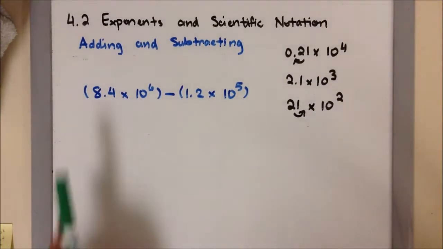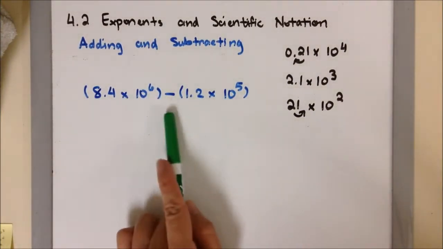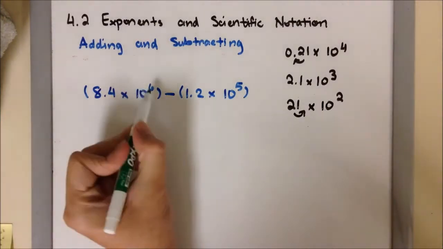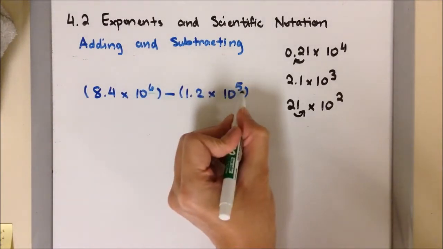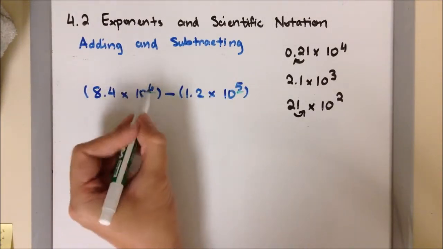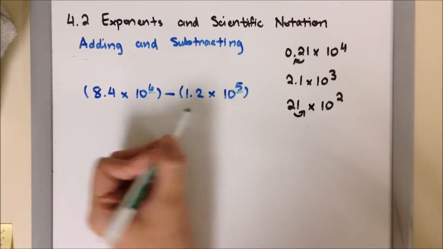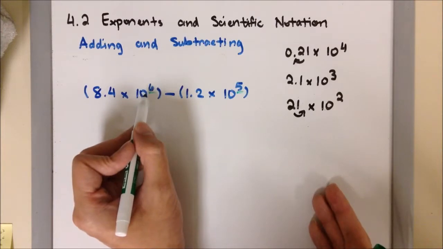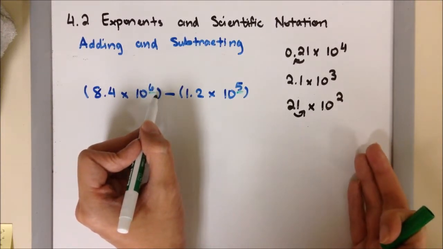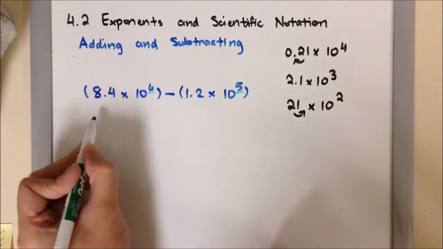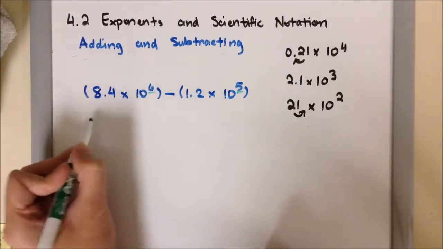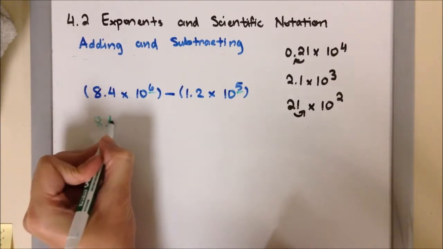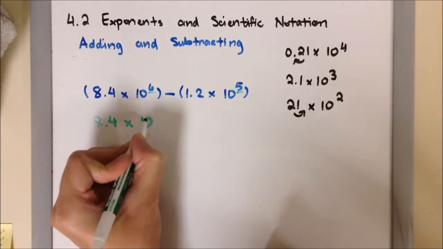In our next example, we have 8.4 times 10 to the 6 minus 1.2 times 10 to the 5th. Now you already noticed that we have different exponents on the 10. So we need to have the same exponent. We always want to work with the highest. You can work with the lowest, and you just go in the opposite direction with the decimal point. But usually I'm going to stick with the highest. So the first one is going to stay the same, 8.4 times 10 to the 6.